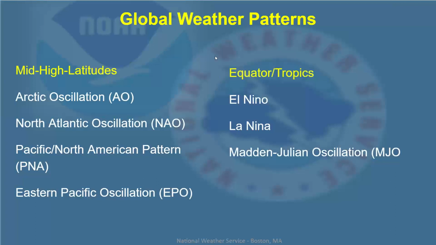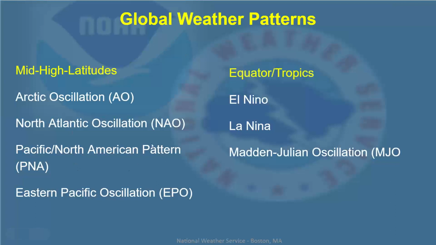But in our part of the globe, what we call the mid and high latitudes, so think areas around 40 north-ish, we have the Arctic Oscillation and North Atlantic Oscillation, which are pressure differences between Greenland and the Azores. Also, the Pacific North American pattern, which is the jet stream configuration across North America, and the Eastern Pacific Oscillation, which is similar to the AO and the NAO, but over the Pacific.